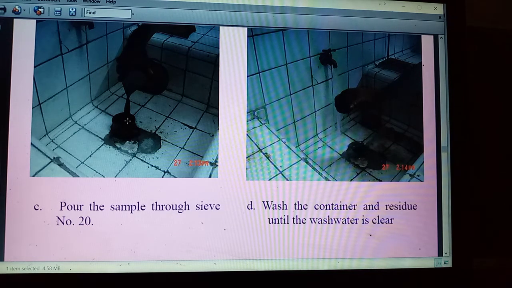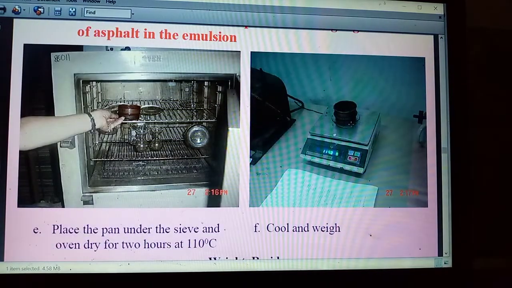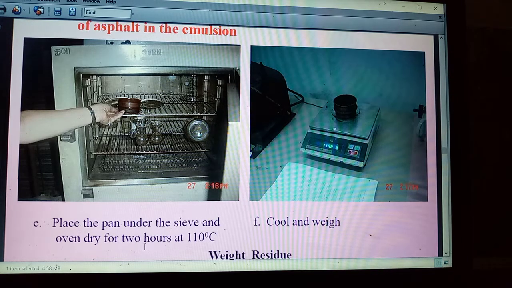So pagkatapos na napas yung asphalt, may natira diyan sa ibabaw ng container. So yung natira dyan, lagyan mo ng tubig, okay, ilagay mo dyan under sa running water, then yan na yung residue na matitira, okay? So then again, place the pan under the sieve, okay? Place the pan under the sieve and oven dry for 2 hours.